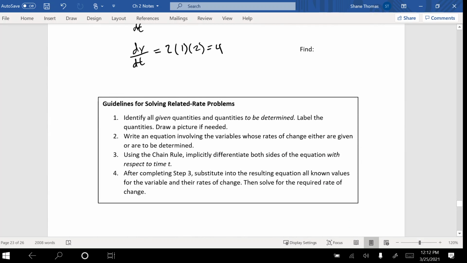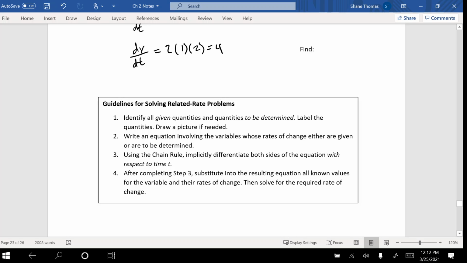So here's some guidelines for solving related rate problems. Okay, you want to identify all given quantities and quantities that are to be determined. We're going to label the quantities, and we want to draw a picture if needed. Okay. Second thing, we want to write an equation involving the variables whose rates of change either are given or are to be determined.